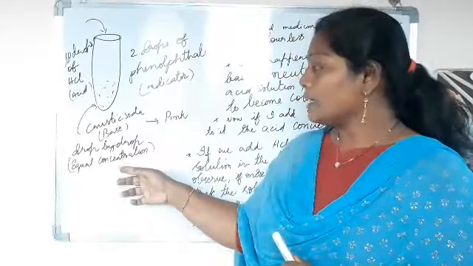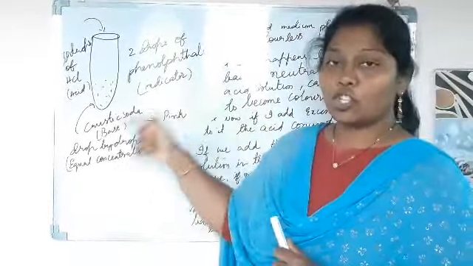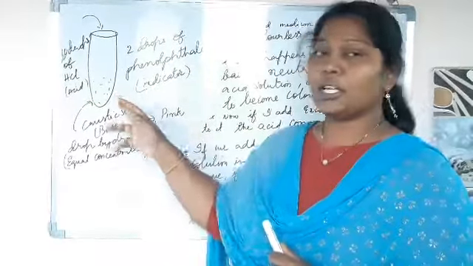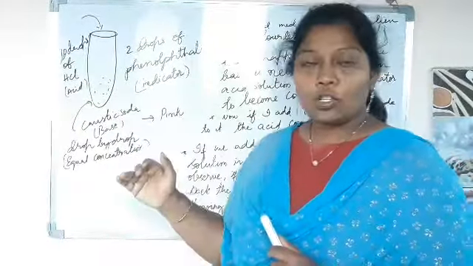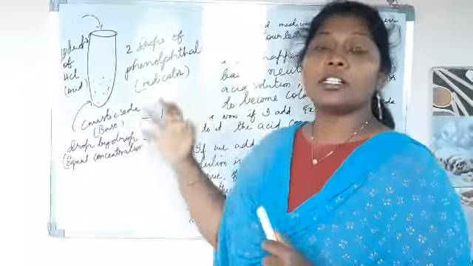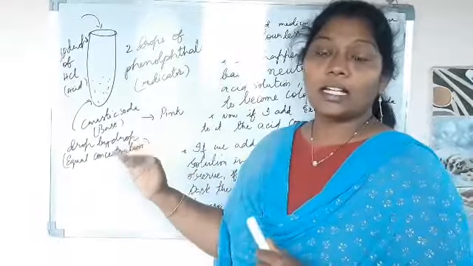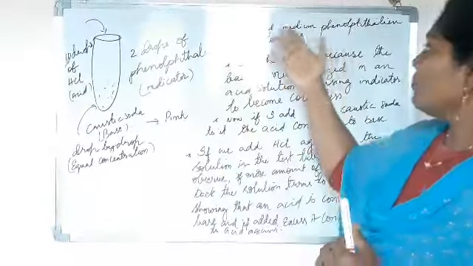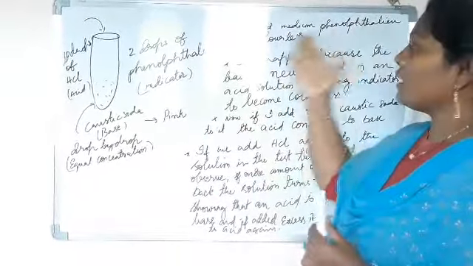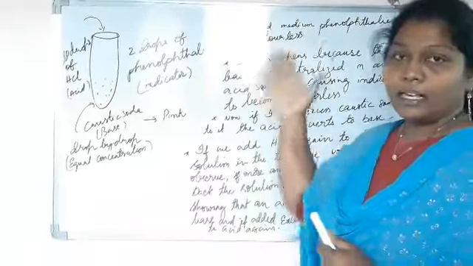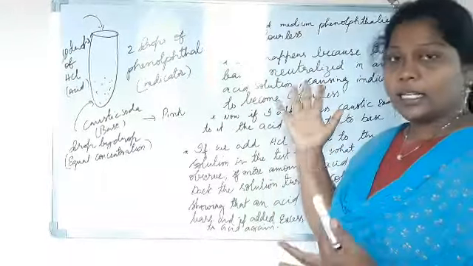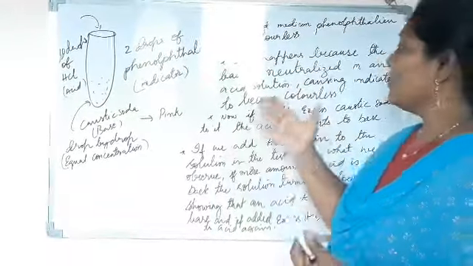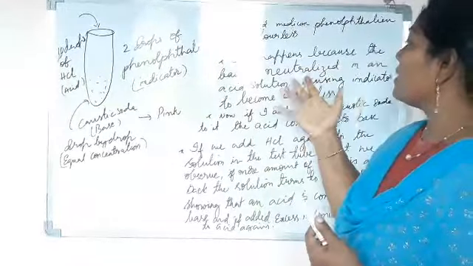When we are adding this caustic soda drop by drop to this solution, you have to keep adding until the solution turns pink. What is happening in this? See, in acidic medium, phenolphthalein is colorless. As I said, phenolphthalein is colorless. It doesn't show any color. This happens because the base is neutralized.